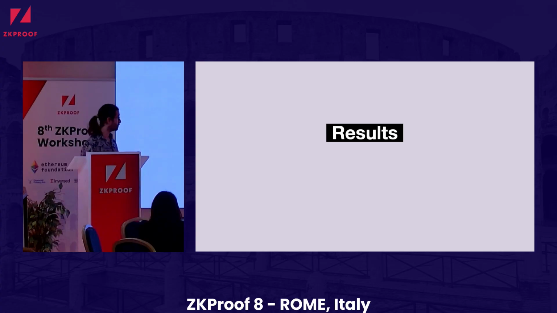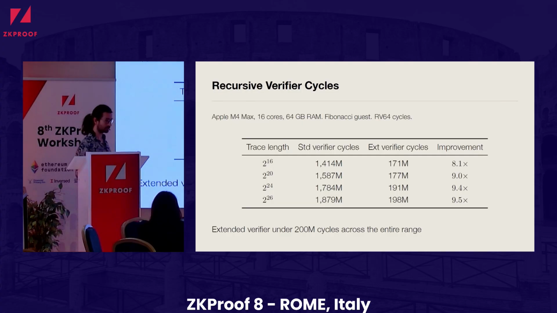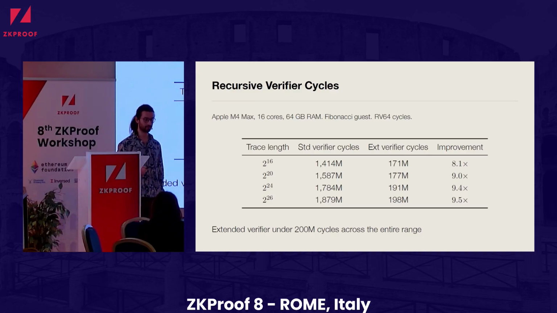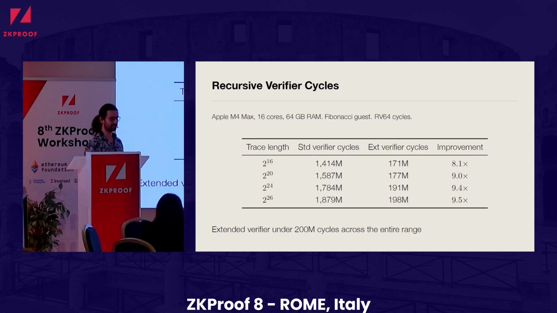So just to finalize, we have some results showing the efficiency of this approach. With the standard verifier, so the standard recursion, the verifier cycles are around 1.4 to 1.8 million for traces from 2 to the 16 to 2 to the 26. And we can see that we achieve, when I say we, the authors of this paper achieve, almost an order of magnitude of improvement.